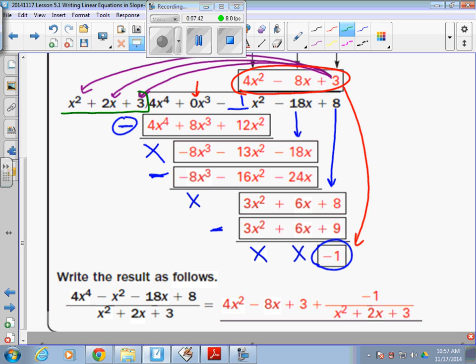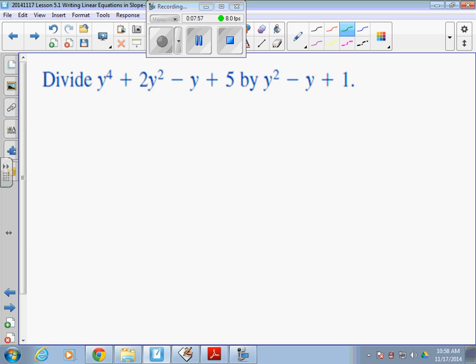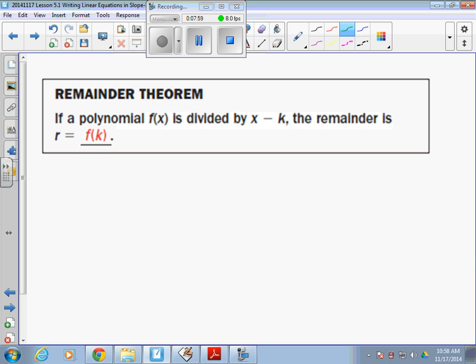Watch when we do synthetic division. It's going to get much better. X squared plus 2x plus 3. So it goes back over that. In fact, we're not even going to do this example right here. We're going to go right to the remainder theorem, and we're going to work on synthetic division.